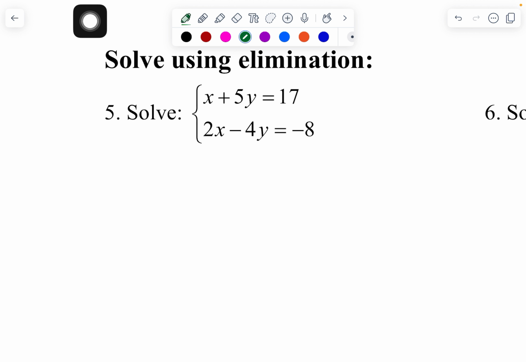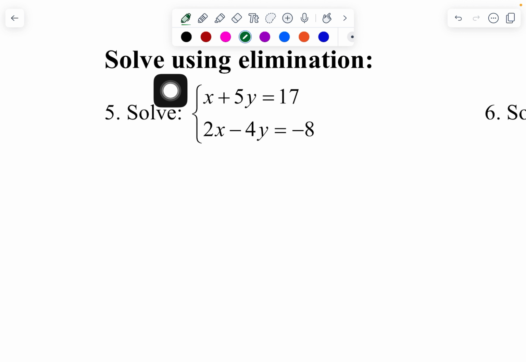Elimination is a descriptive term. Okay, it's literally telling you what you're going to do. You're going to eliminate either x or y. In our case for this problem, I am likely going to eliminate x, not necessarily y. Now, you could eliminate either.